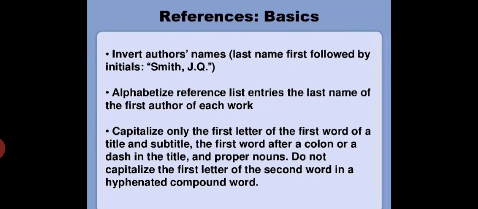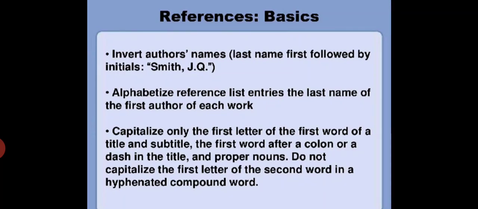Reference basics. Invert authors' names. Last name first followed by initials. Smith, comma, then J dot Q dot. So last name is used in research, and only the initials of the first and second name are used, and then a dot is used. This is the way how you give references in APA style.